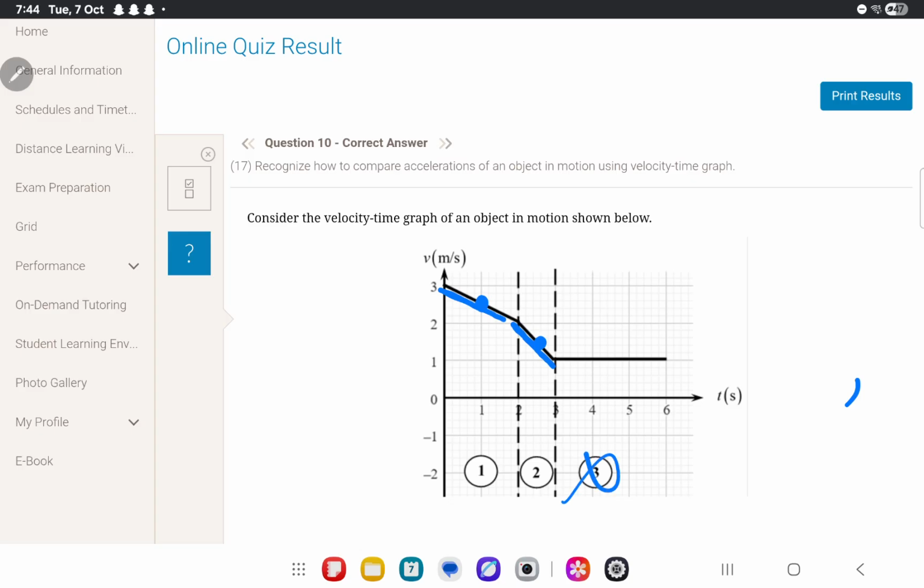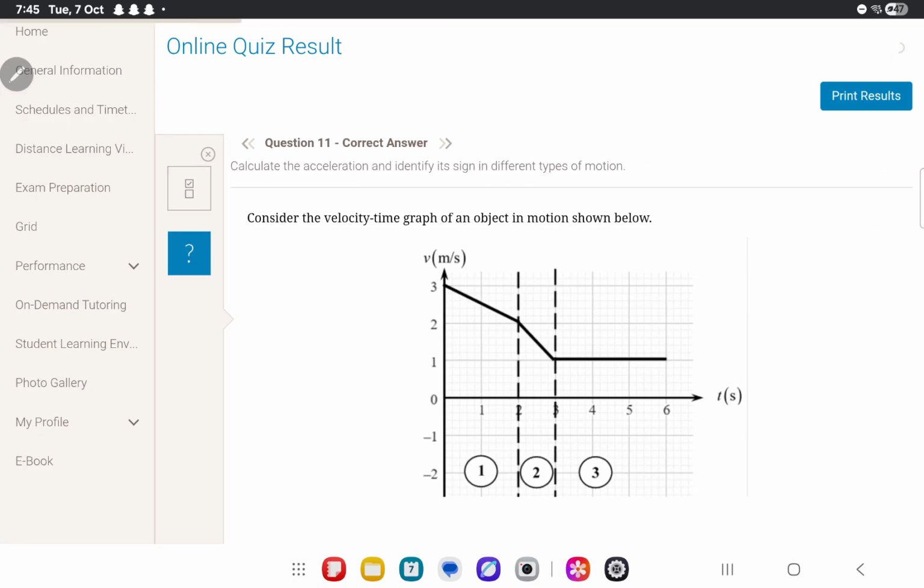Let's compare the slopes of their tangents. Now, which has a steeper tangent, phase 1 or phase 2? Obviously phase 2, right? My phase 2 is going like this, but my phase 1 is going like this. Phase 2 is way steeper, so phase 2 has the highest acceleration.